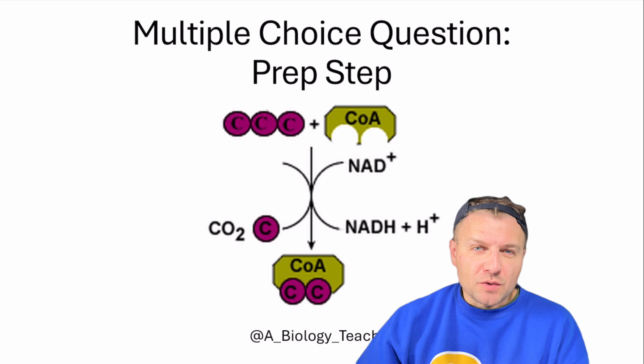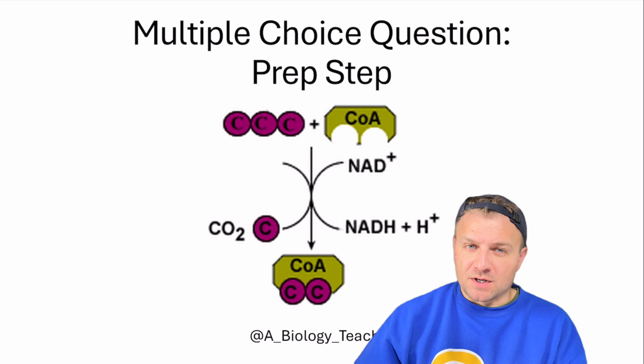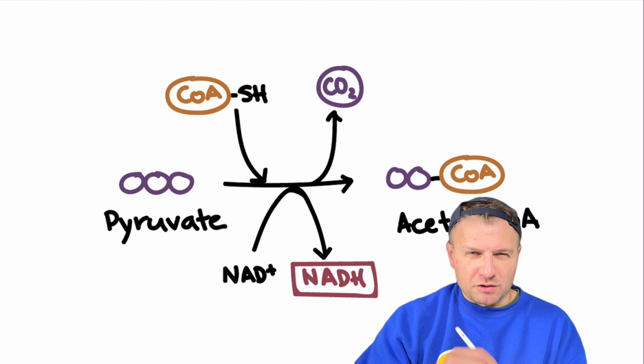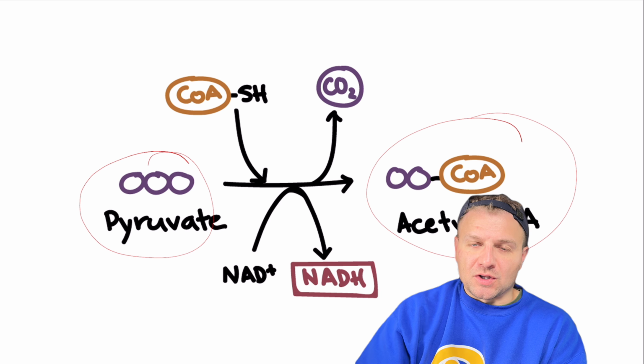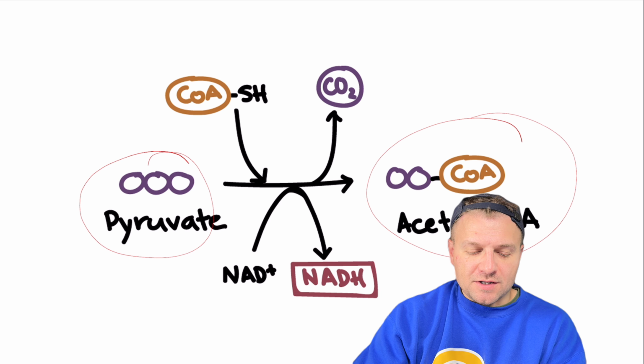Let's go over some multiple choice questions about the prep step of cellular respiration. Before we get into the questions, let's just quickly review this step. Remember that this step is going to take pyruvate and convert it into something called acetyl-CoA. And this occurs in the matrix of the mitochondria.